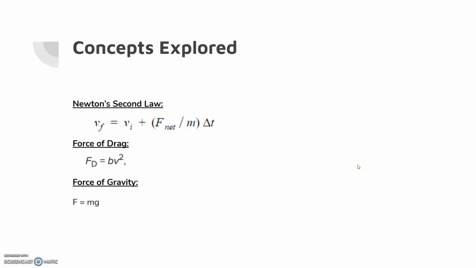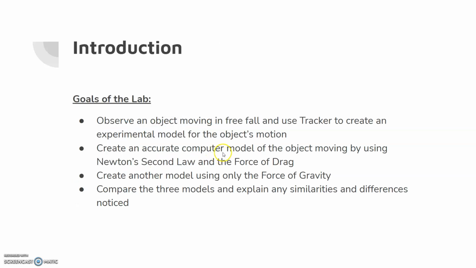The concepts explored in this lab are Newton's second law, which can be seen by the equation final velocity equals initial velocity plus net force divided by mass times the change in time. The force of drag, which is the force of drag equals b times v squared. And then the force of gravity, which is force equals mass times gravity.